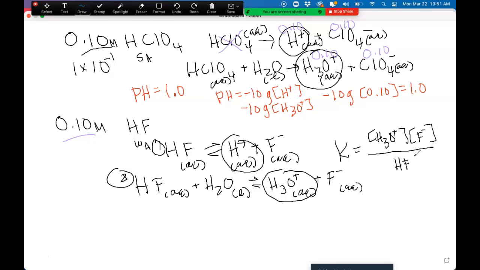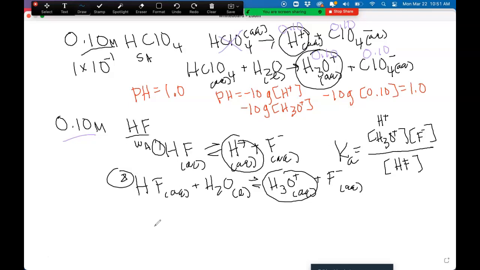Now, I don't include water in there, right? It's a liquid. So if you would have used this top one, it would look identical, except this wouldn't be H3O plus, it would be H plus. Again, it's the same thing, okay? Now, they're going to call this a Ka value, and the reason is because this is an acid, all right?